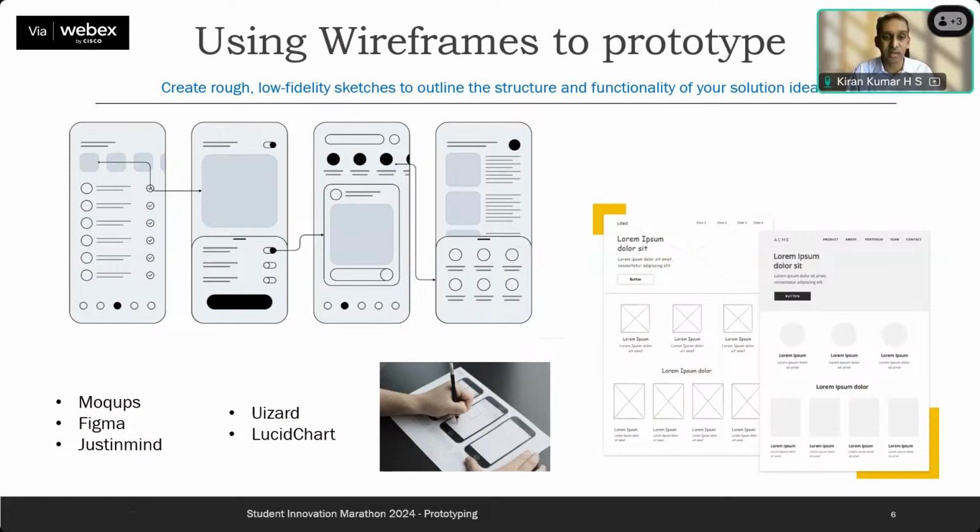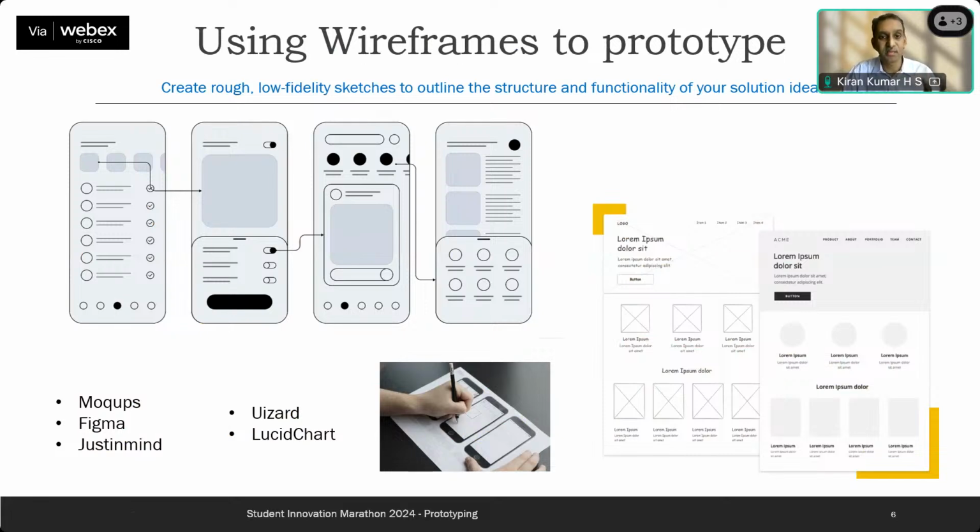But if you have many screens, and you want to show different flows between them, how clicking one button would take you to another screen, or selecting some menu would take you to another screen, then an online tool will be much easier to use. You can complete it much faster. So this is a very rough representation. And there are times where you can start your design with wireframes before you build a fully functional prototype.